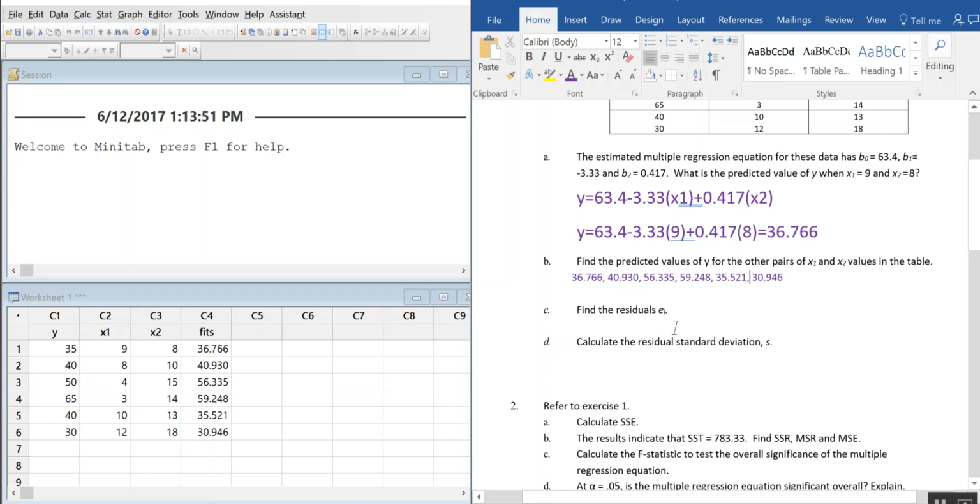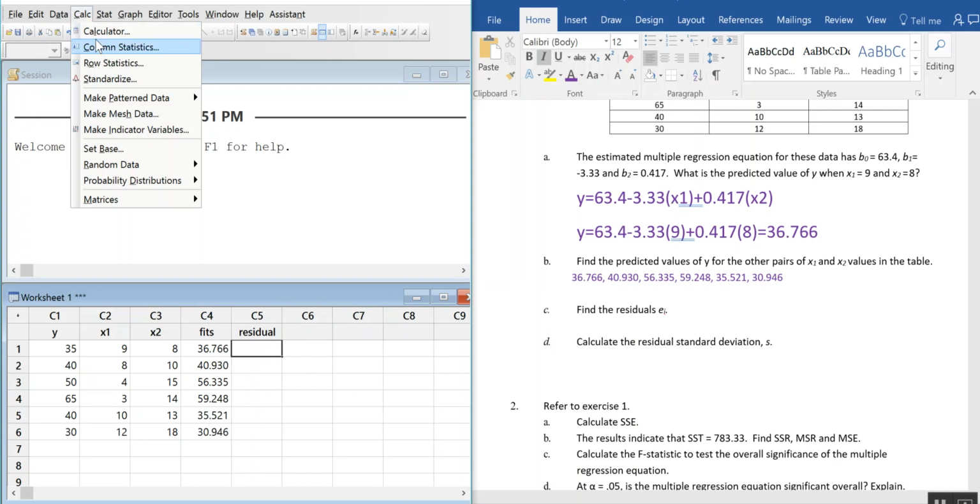I'm mildly crazy. Anyway, the next thing it asks us to do is to find the residuals. So residuals, if you remember, is going to be your actual value minus your predicted. So I'm going to create a new column, a variable, which I'm going to call residual, rather expectedly.